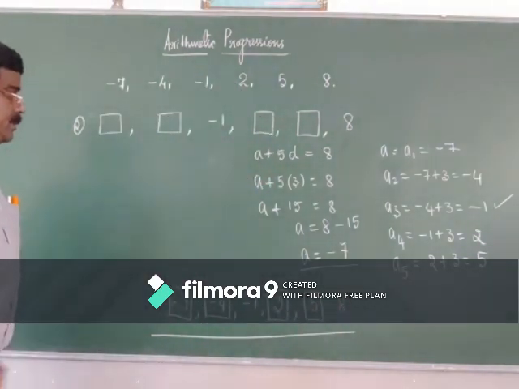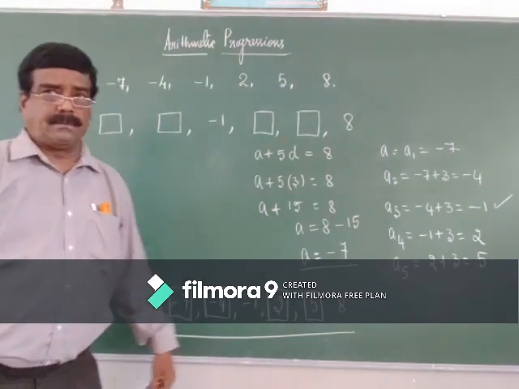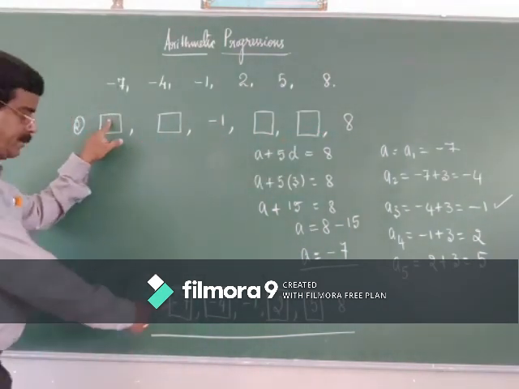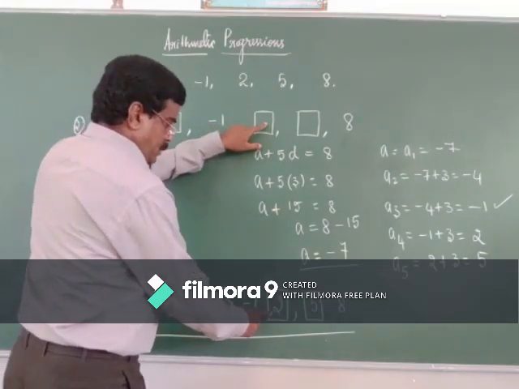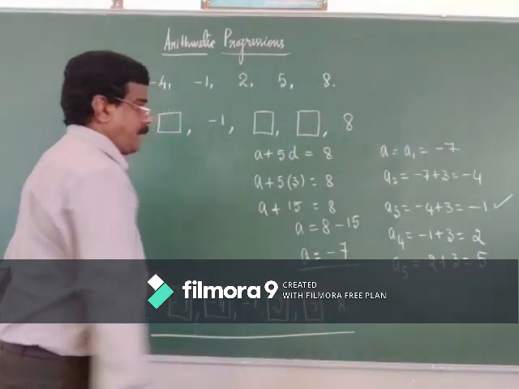Now this is the answer, children. You can compare it with the question. The first box is minus 7, the second box is minus 4, minus 1 is given so there is no box for it, then the fourth is 2, the fifth is 5, and 8 is given again.